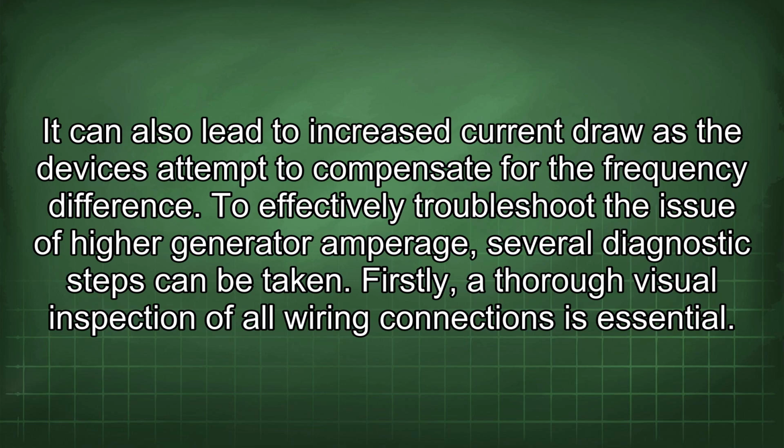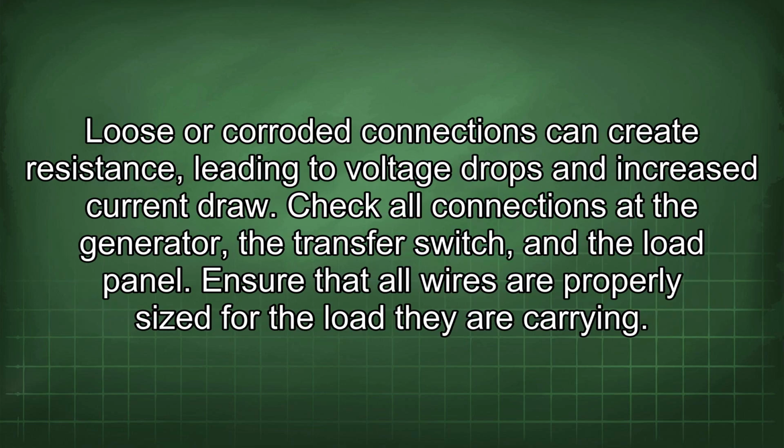Firstly, a thorough visual inspection of all wiring connections is essential. Loose or corroded connections can create resistance, leading to voltage drops and increased current draw. Check all connections at the generator, the transfer switch, and the load panel. Ensure that all wires are properly sized for the load they are carrying.